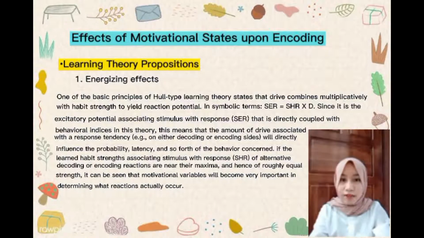If the learned habit strengths associating stimulus with response, SHR, of alternative decoding or encoding reactions are near their maxima and hence of roughly equal strength, it can be seen that motivational variables will become very important in determining what reaction actually occurs. This condition is probably typical of most ordinary language behavior, and hence momentary fluctuations in motivation, attitude of speaker and hearer, set of one kind or another, and interest in one or another aspect of the message will be significant in directing both decoding and encoding activity of communicators.